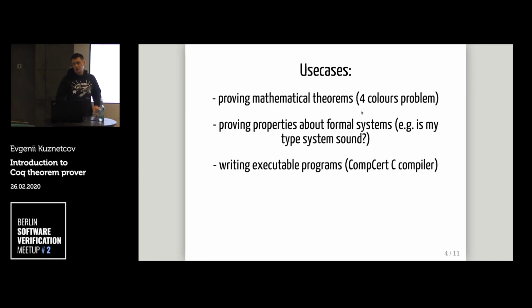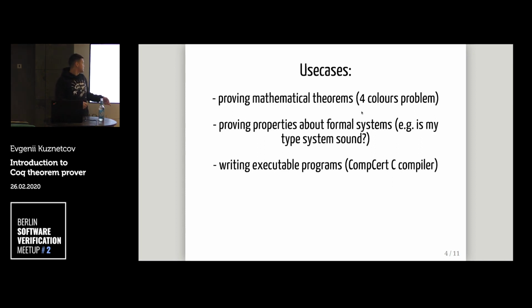The second use case is a little bit more practical. It's proving some properties about formal systems. Imagine that you're building some formal system, for example, yet another programming language, and want to prove something about it. For example, that your type system is sound, that your transformations are correct. Then you can formalize it using Coq and prove things about your system. I heard that for the new Scala compiler, someone who works on it actually proves some statements in Coq about it.